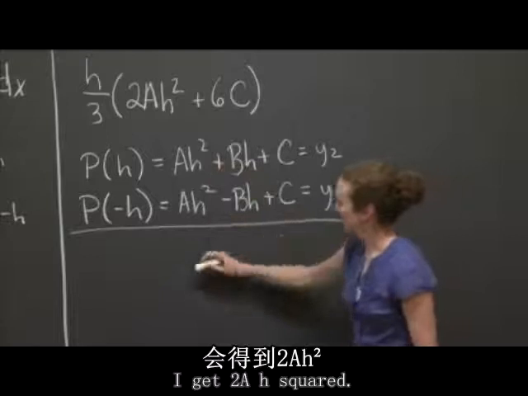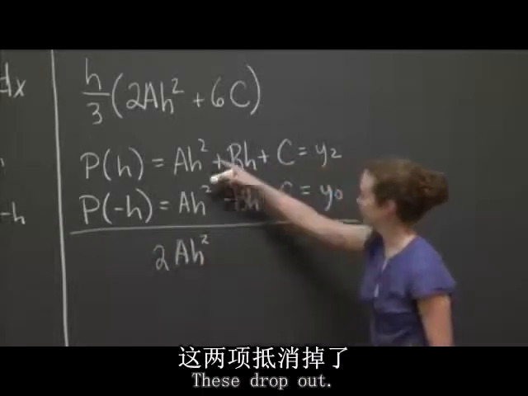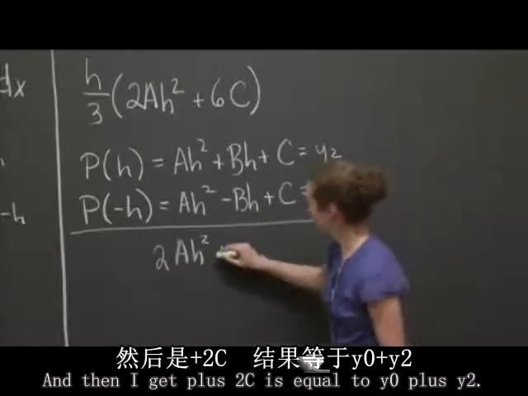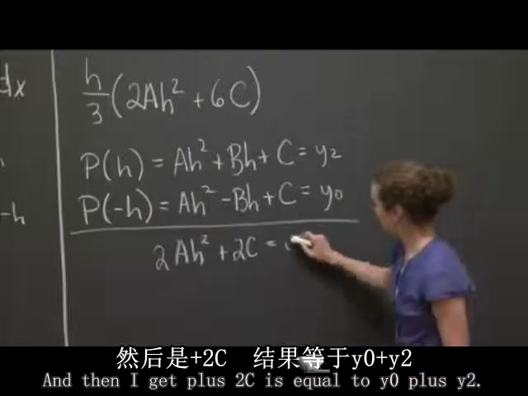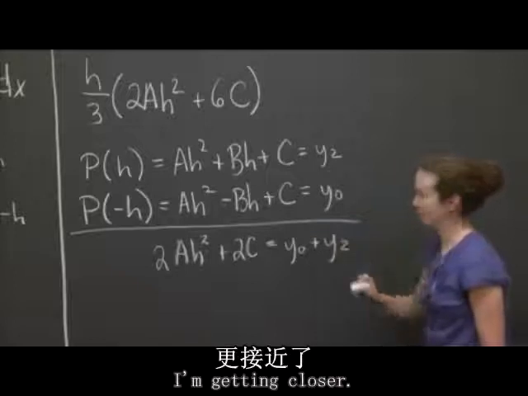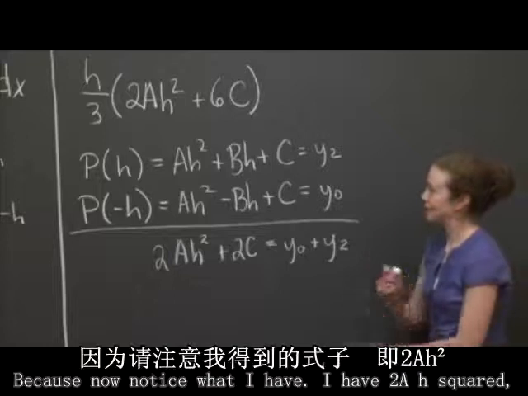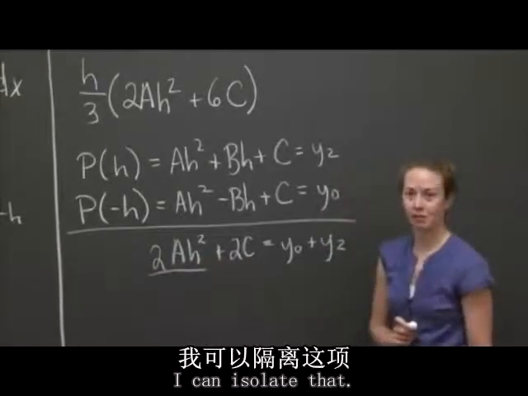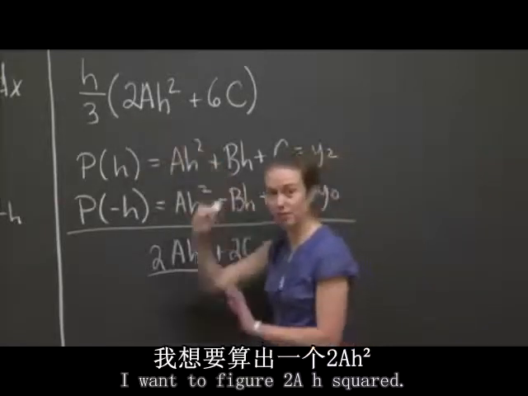What happens? I get 2ah squared. These drop out. And then I get plus 2c is equal to y0 plus y2. I'm getting closer. I'm getting much closer. Because now notice what I have. I have 2ah squared. I can isolate that. And that's something that I want to figure out. I want to figure out 2ah squared. So let's figure out what that is.